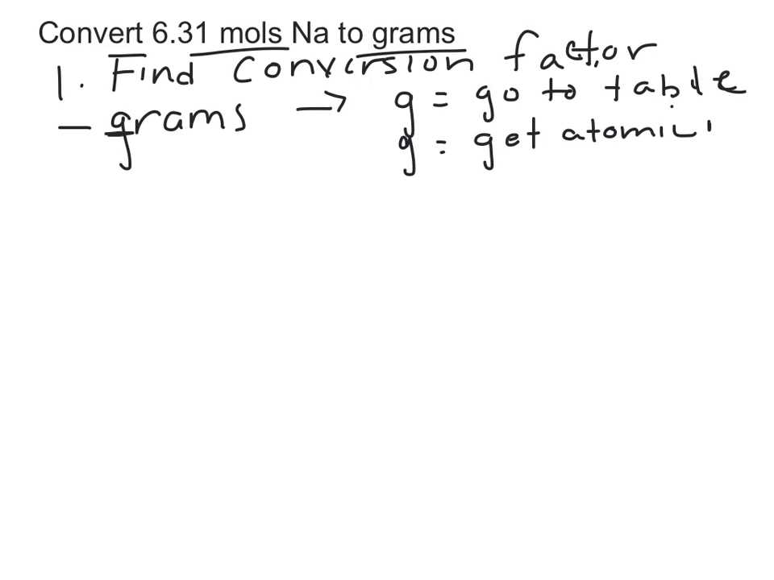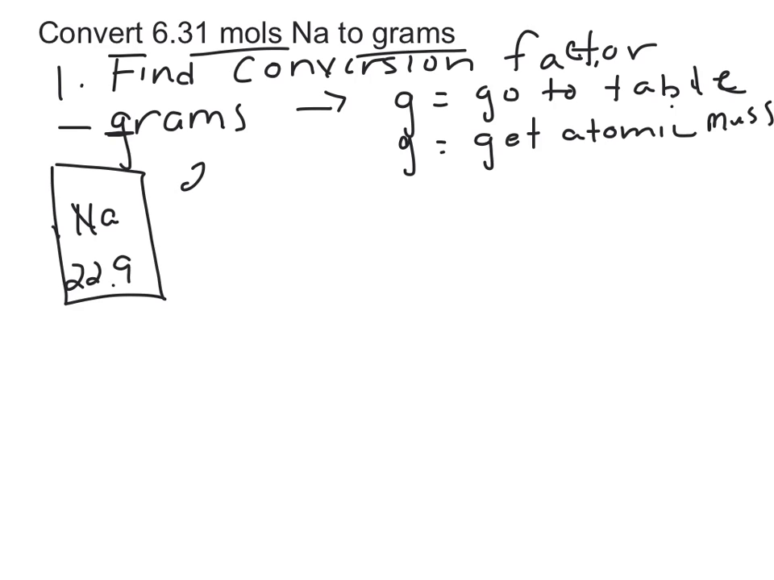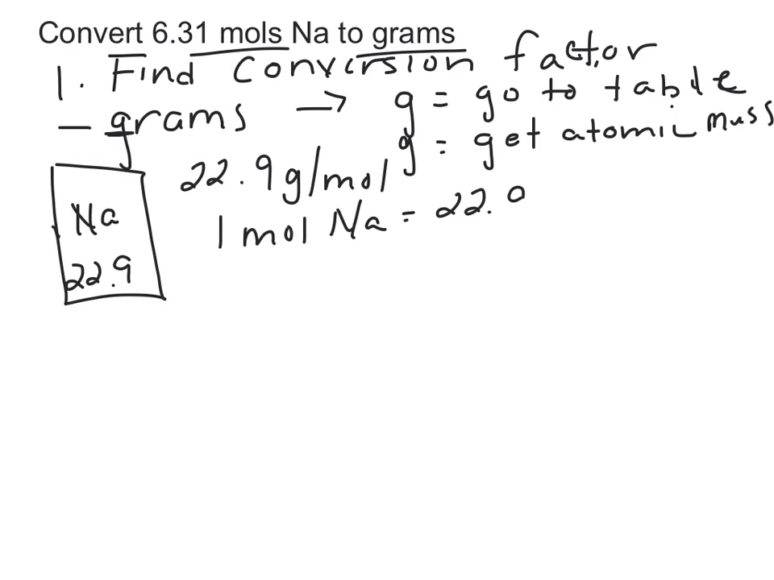So for this type of problem, in order for us to work it out, we're going to need to find atomic mass. So let's take a look at sodium. On the periodic table, I know that the mass of sodium, which is Na, is equal to 22.9. So that's 22.9 grams per mole. Another way to say that is that 1 mole of sodium has a mass of 22.9 grams of sodium. Okay, so there it is. There's my conversion factor.